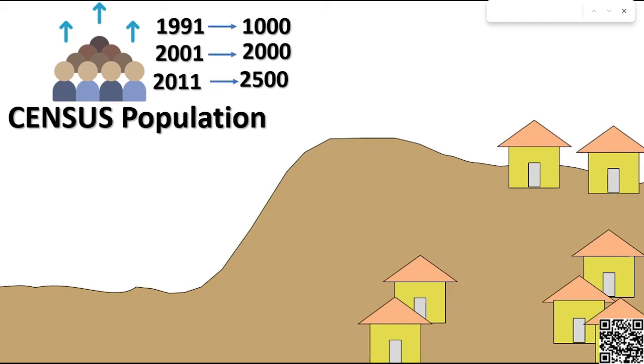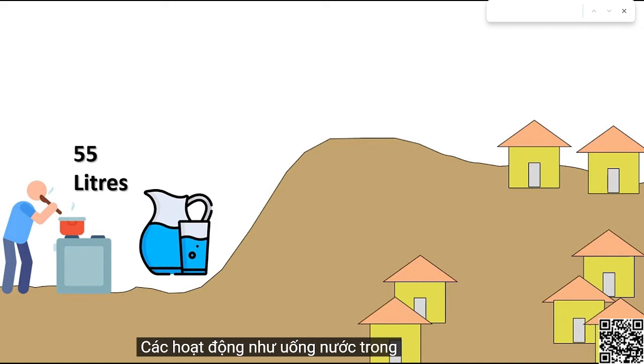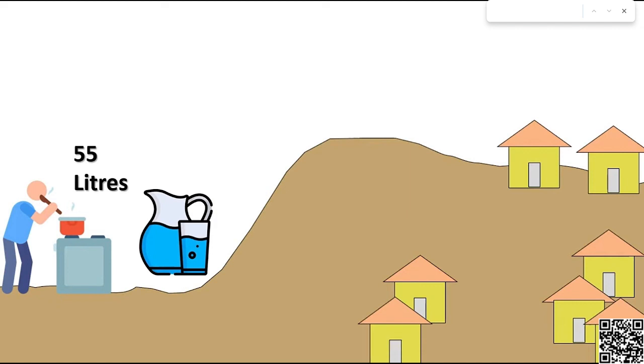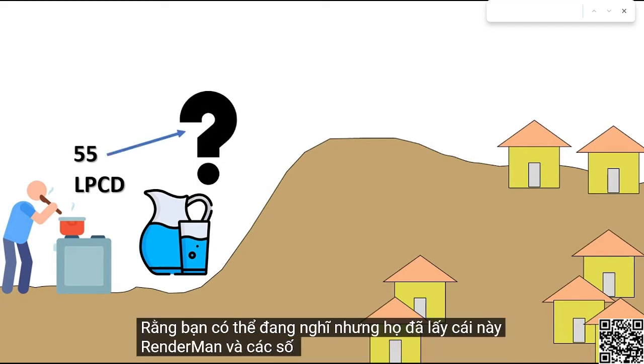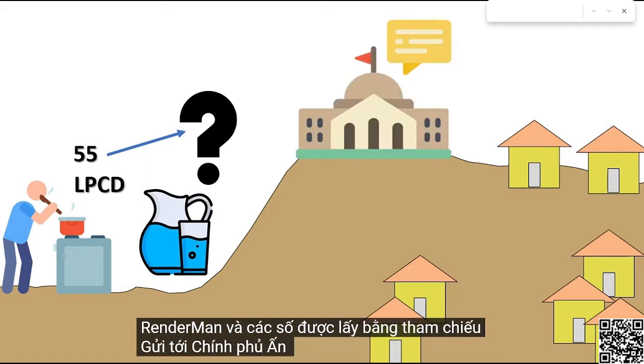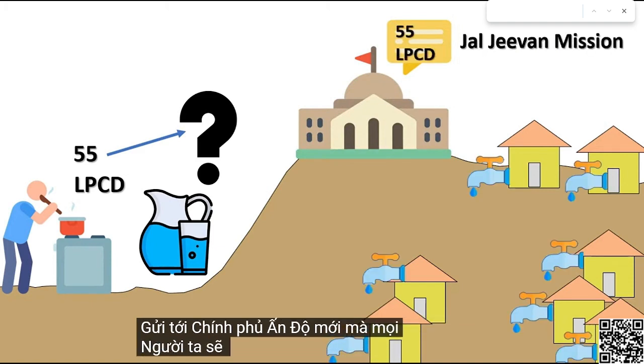Now, as every person needs water for activities like drinking, washing and cooking, we will assume here each person needs 55 liters of water in a day, and technically it is called 55 liters per capita per day, or 55 LPCD. You might be thinking why I have taken this random and odd number. The number I have taken is in reference to the new program of the Indian government, the Jal Jeevan Mission, which aims that every household should get a tap connection and each person should get 55 LPCD.